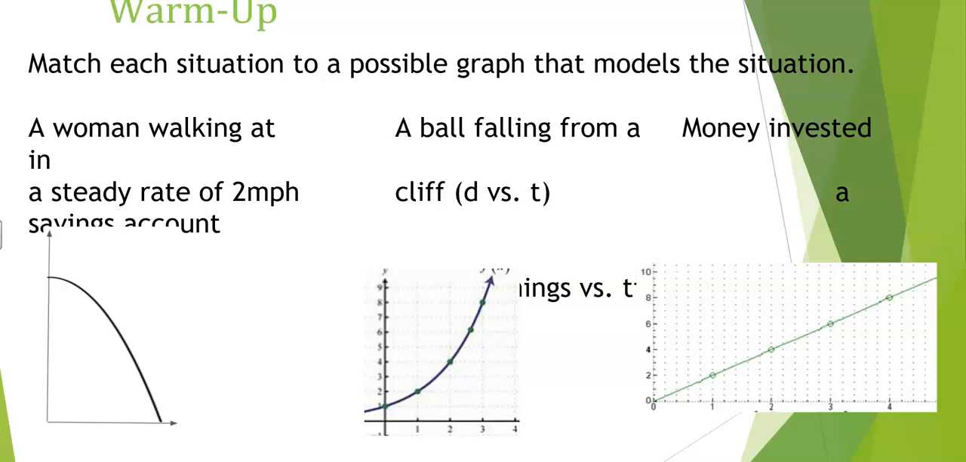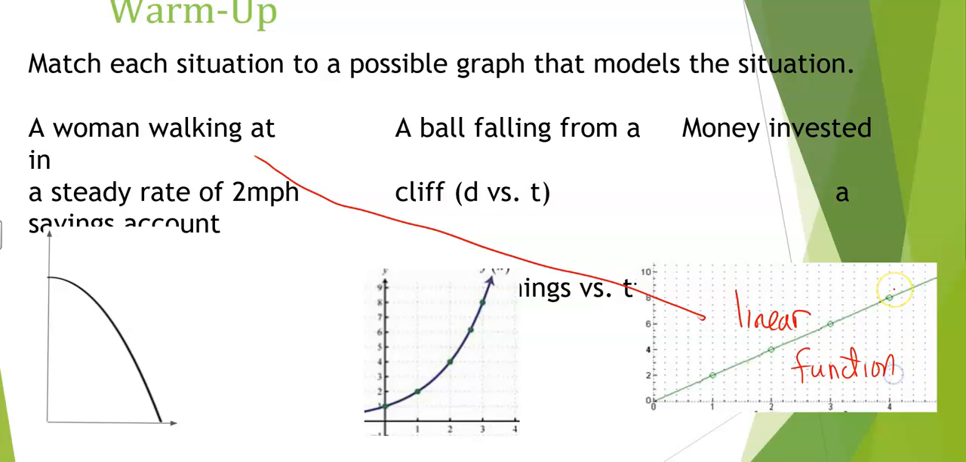So when I'm looking for a steady rate of change, I go to the linear one, the line. Steady rate of change. So the rate of the slope is always the same through the whole thing. This would be a linear function.